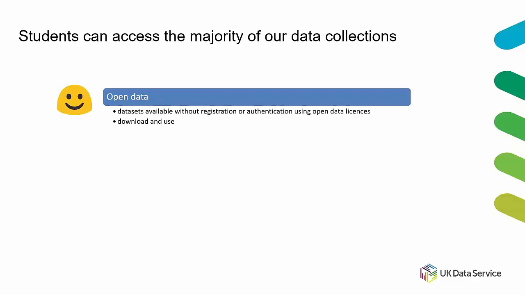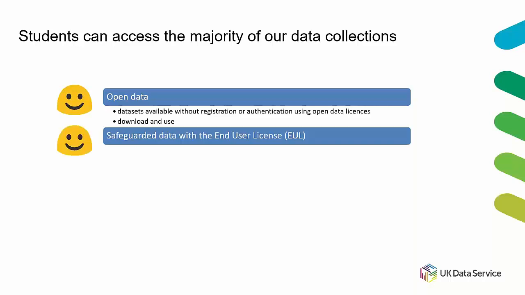So we have some open data collections. So these are data that you can access, or they're available without you needing to register or provide some authentication. The majority of our data is classed as safeguarded and is available under what we call the End User Licence. And this is easily accessible, but requires a simple registration process with the UK Data Service.